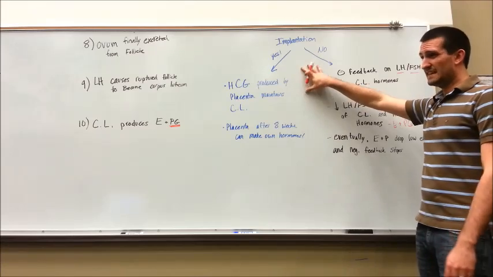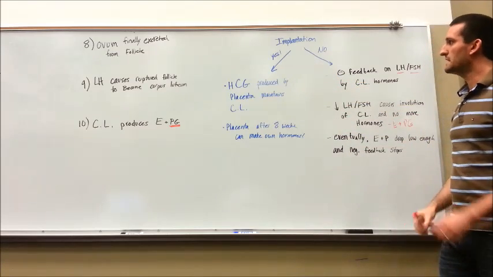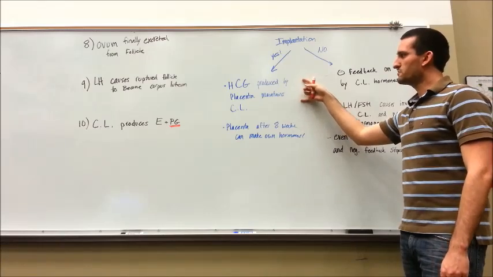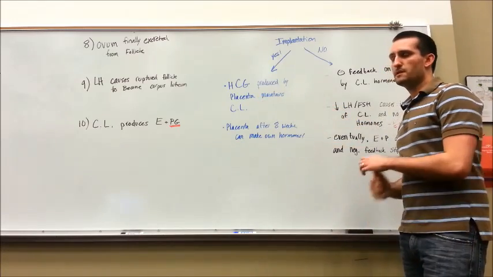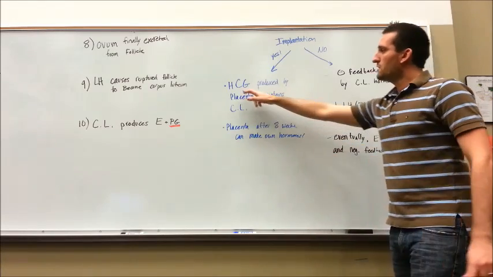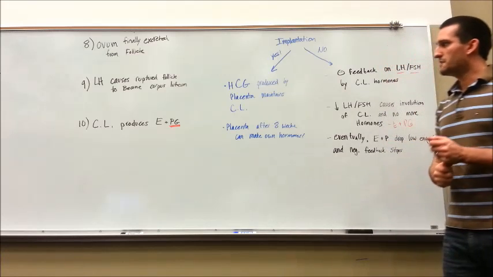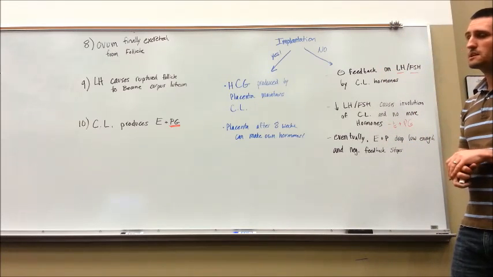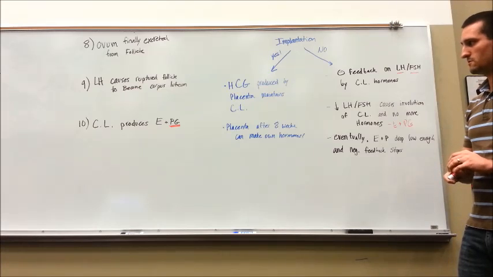So now, that's if no implantation occurs. Now let's move on to yes, implantation did occur. So that fertilized ovum is going to implant within the endometrial layer that's been nice and primed by the progesterone. Human chorionic gonadotropin hormone is going to be produced by the placenta, and that's going to maintain the corpus luteum temporarily.